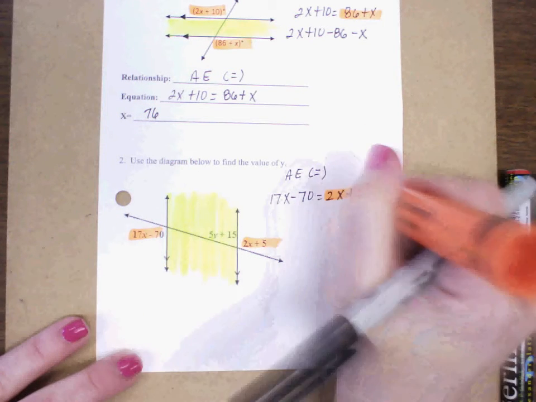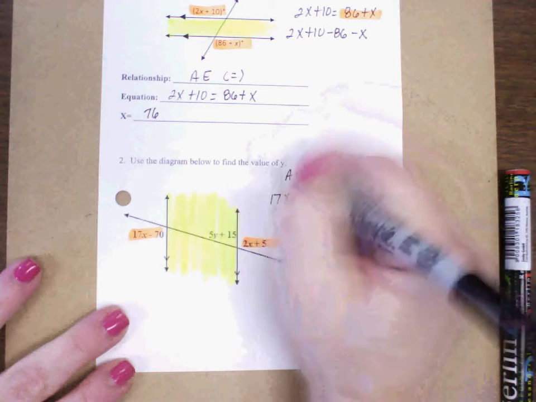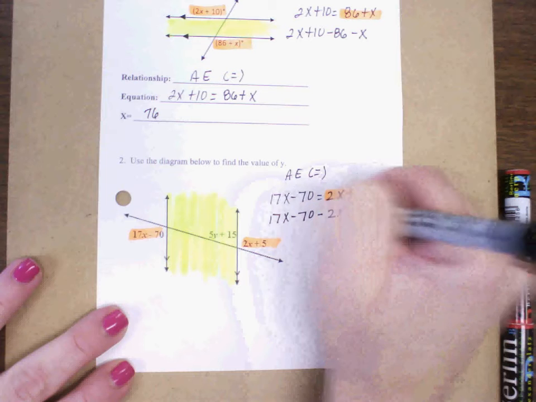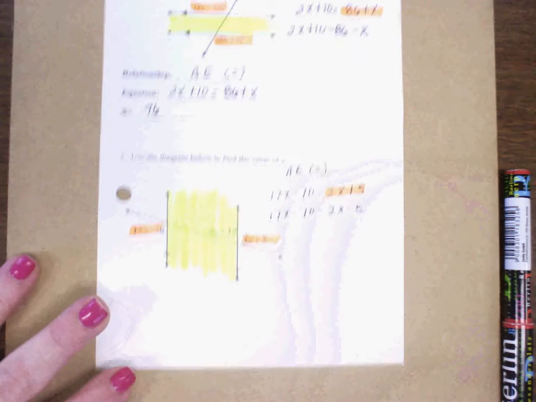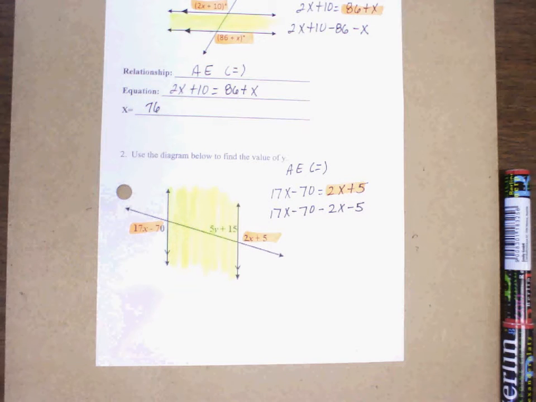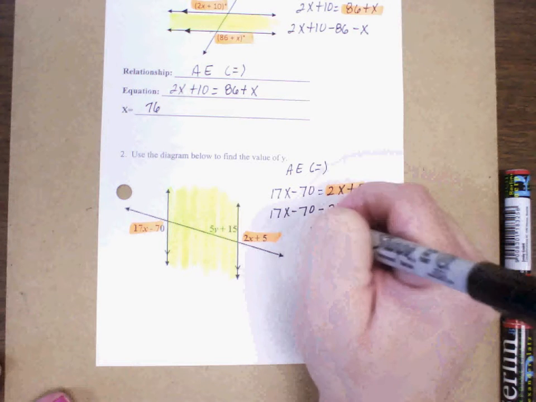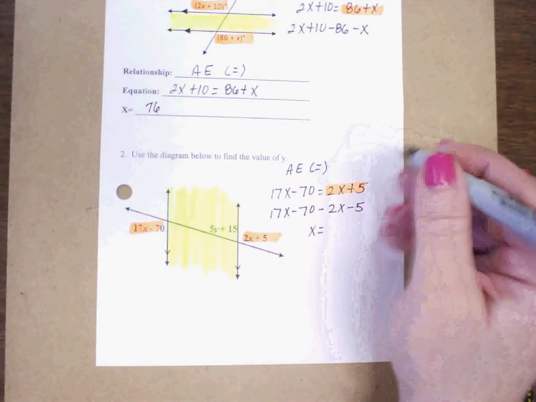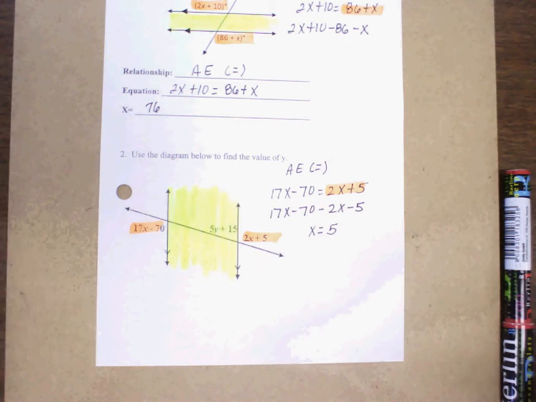Now highlight what you're moving. Write what you haven't highlighted. Change everything to the opposite of everything that you're moving. Okay, so Herman tells me 5. I need somebody to second that. 5. All right. Now that's x.